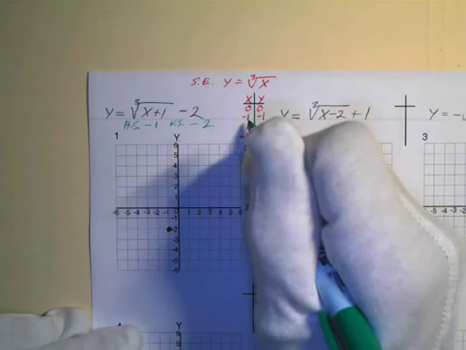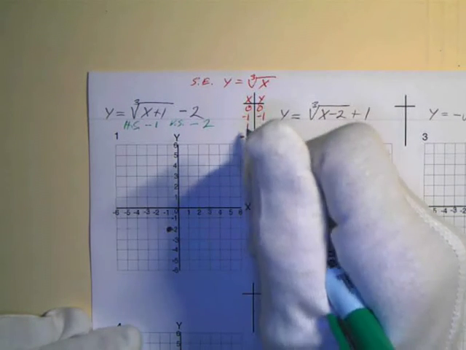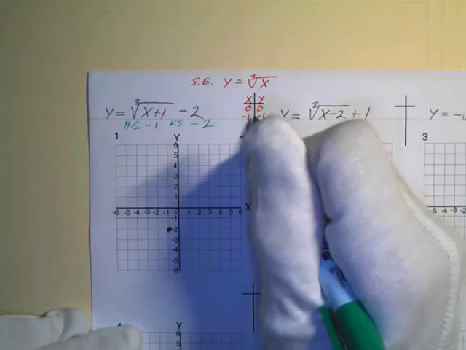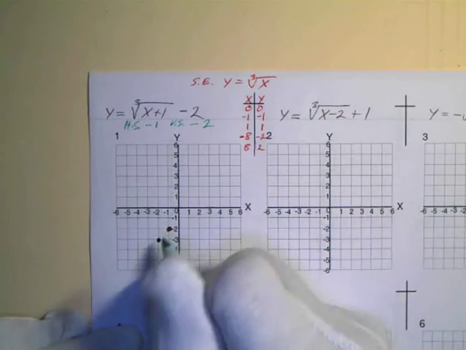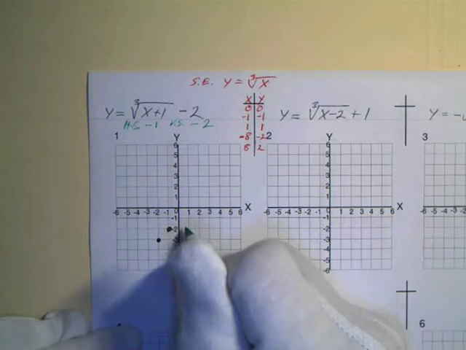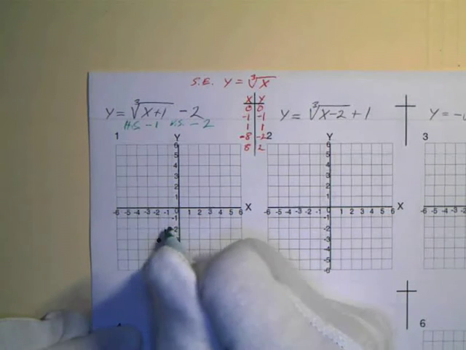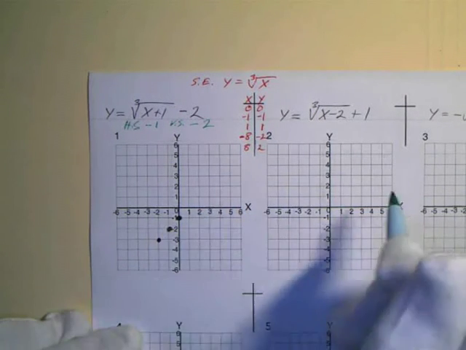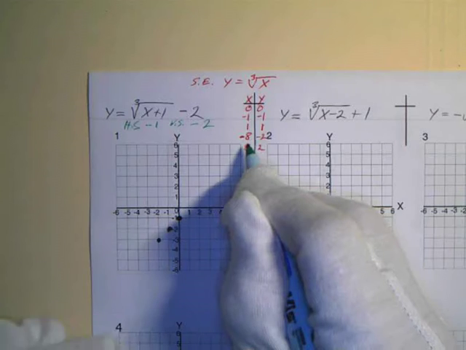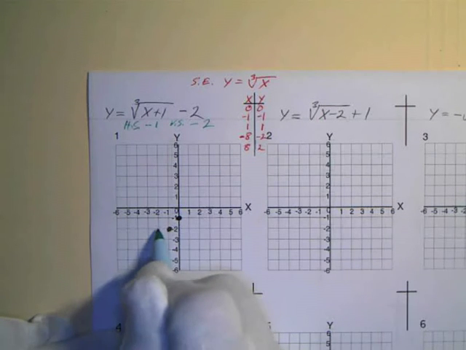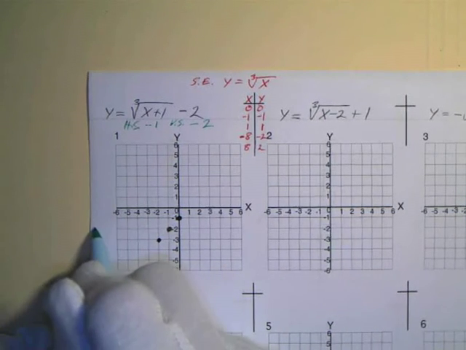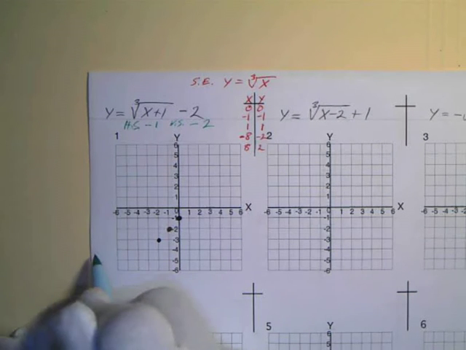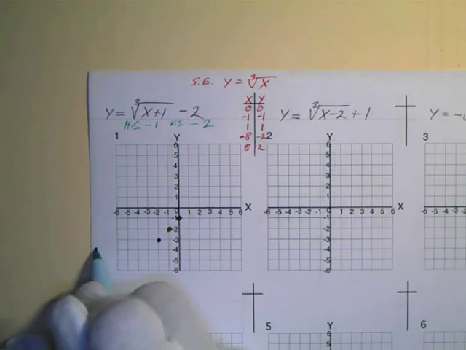And I'm going to go -1, so I'm going to go down 1. Or 1 to the left, down 1. And I'm going to go 1 to the right, up 1. Now I'm going to go 8 to the left, down 2. 1, 2, 3, 4, 5, 6. That's going to be way over here. And down 2. So it's going to be way over here.